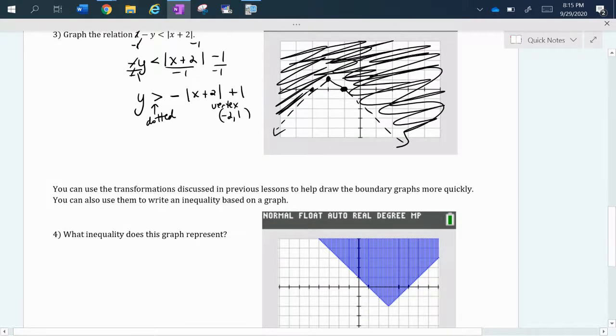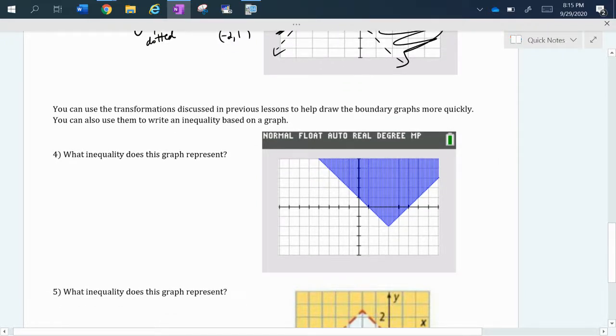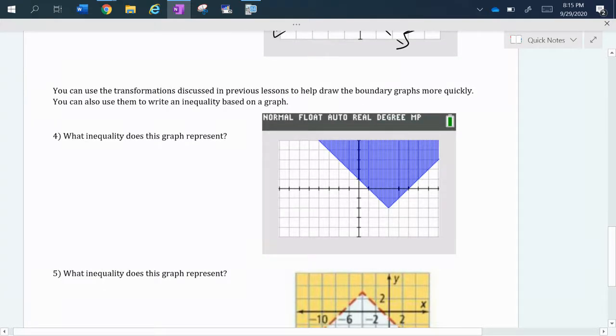You can use the transformations discussed in previous lessons to help draw the boundary graph more quickly. You can also use them to write an inequality based on a graph. So this one says, what inequality does this graph represent? So let's see. The first thing we have to do is come up with our boundary. And I want you to notice that this is a solid boundary. So it's shaded above. So since it's a solid boundary and it's shaded above, then we need a greater than or equal to symbol here.